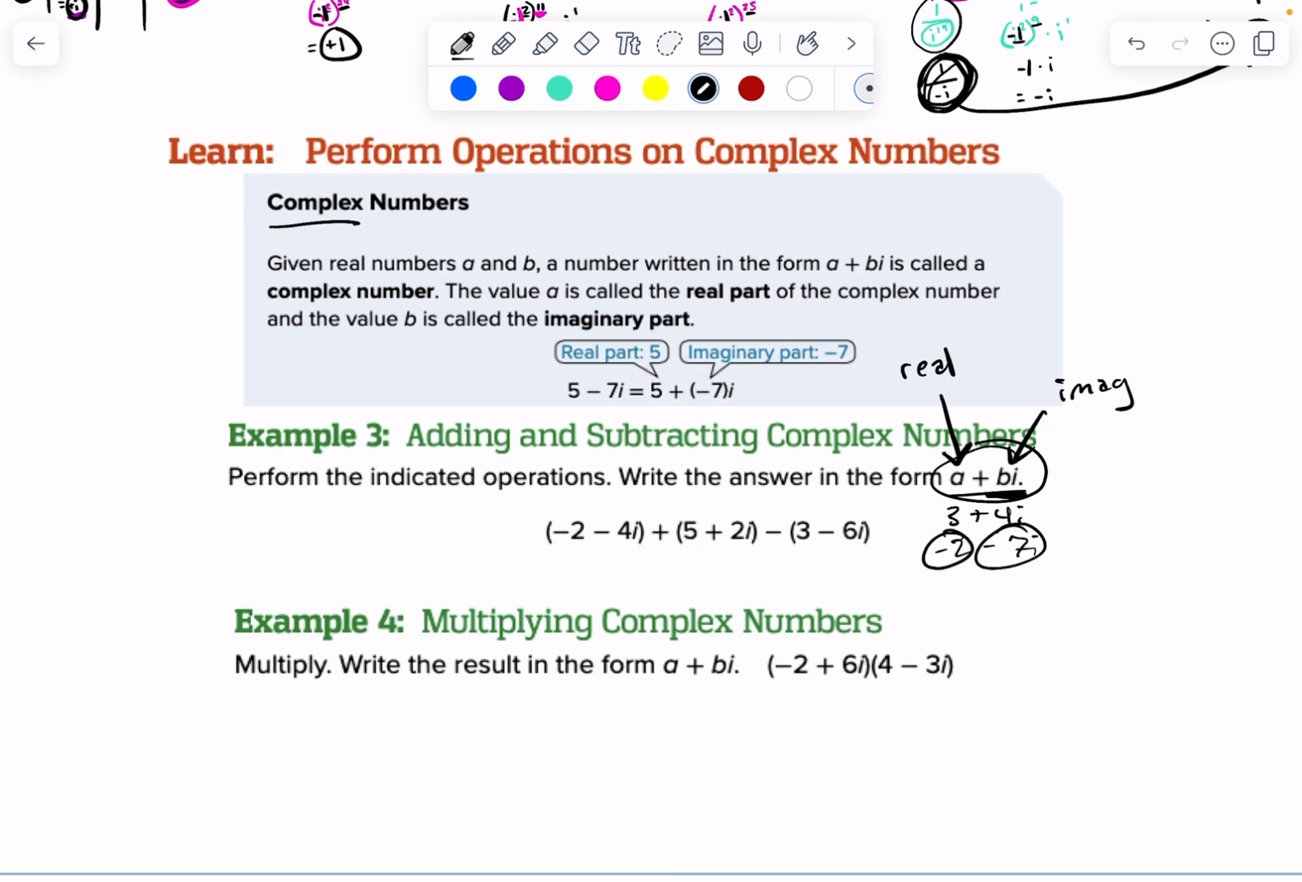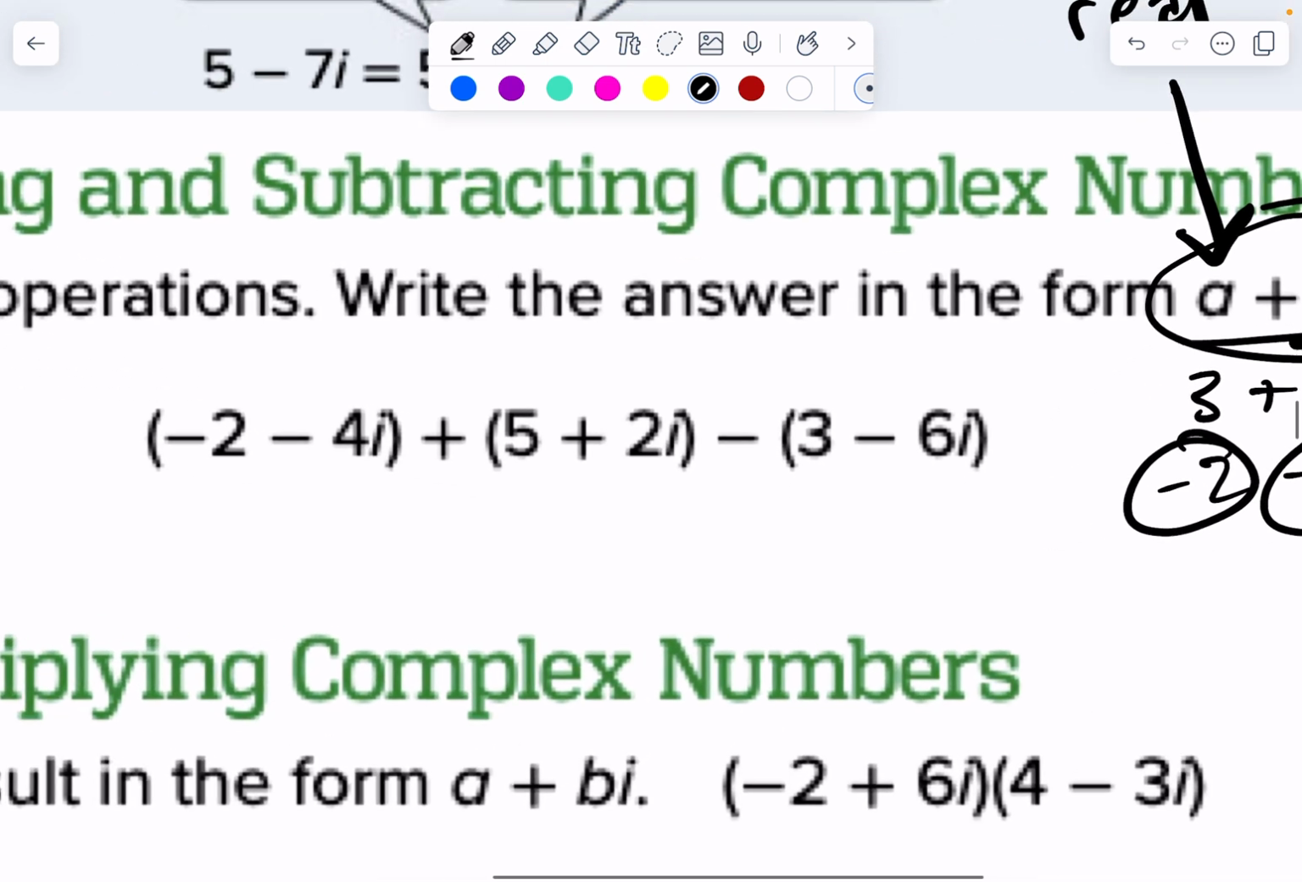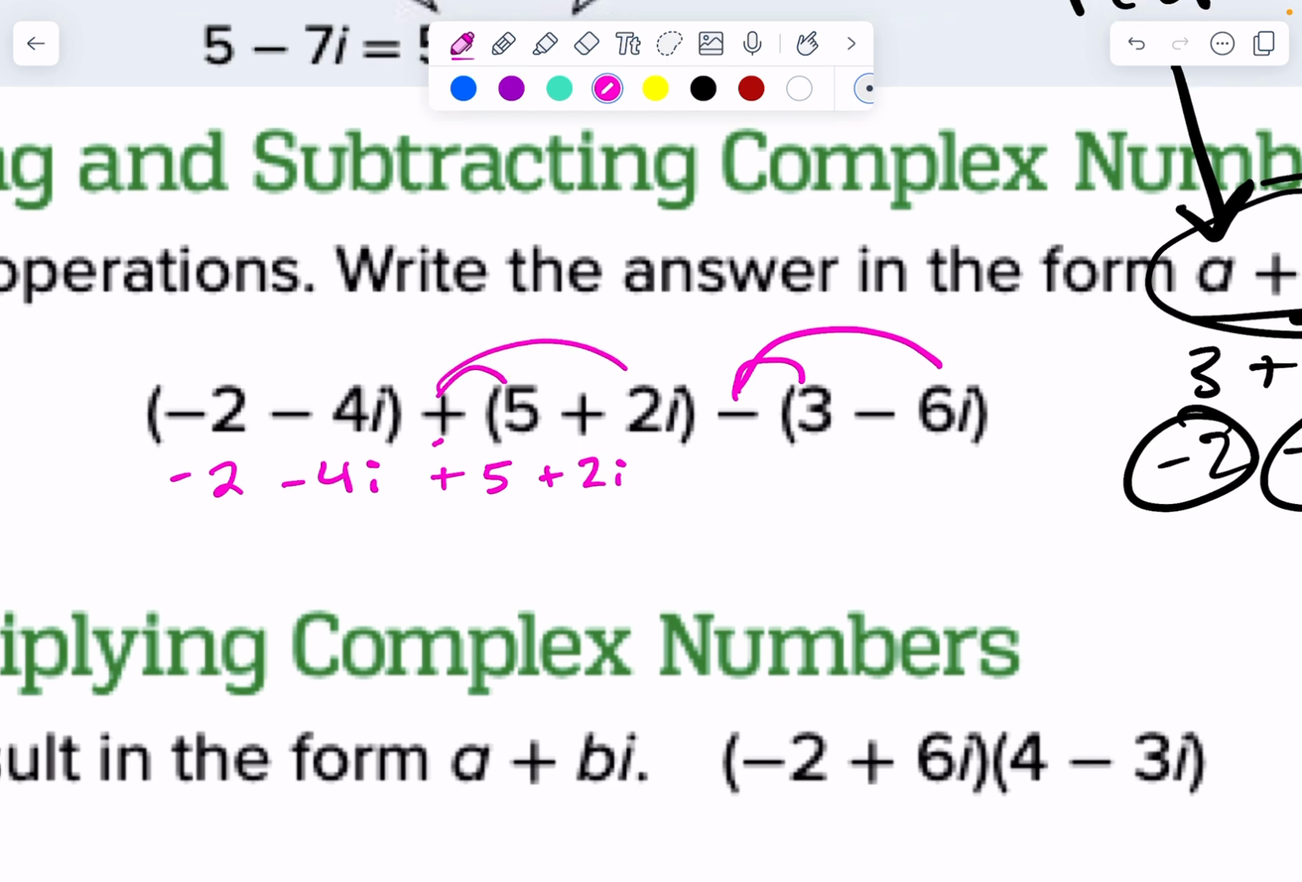All right, this one is just adding and subtracting. So all I'm doing is dropping the parentheses. Negative 2 minus 4i. This plus is just leaving this plus 5 plus 2i. But if it's a negative, I've got to distribute. Technically, you're distributing the plus sign through also, but plus times 5 leaves it plus 5, and plus times positive 2i leaves it as a 2i. So you do distribute the negative. Anyway, negative 3 plus 6i.